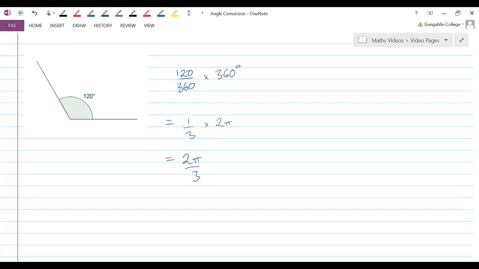So here we've got 120 degrees. We can work out that it's going to be 2 pi on 3, but that's going to be another common type of angle that we'll have to deal with.